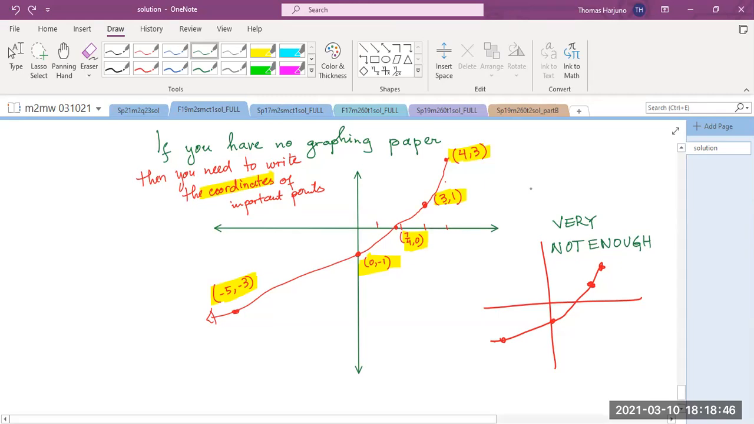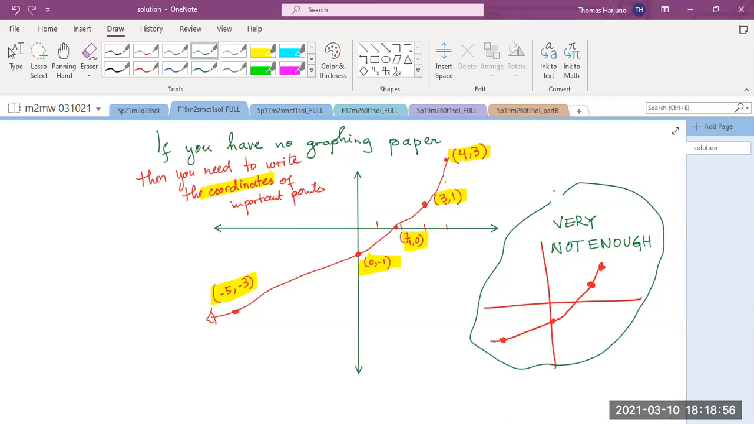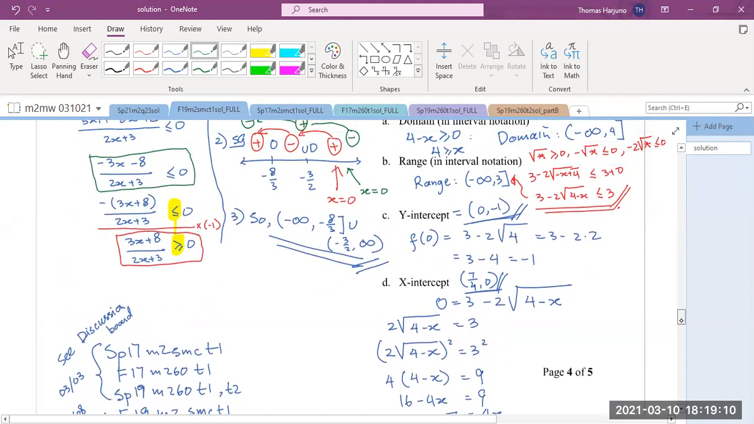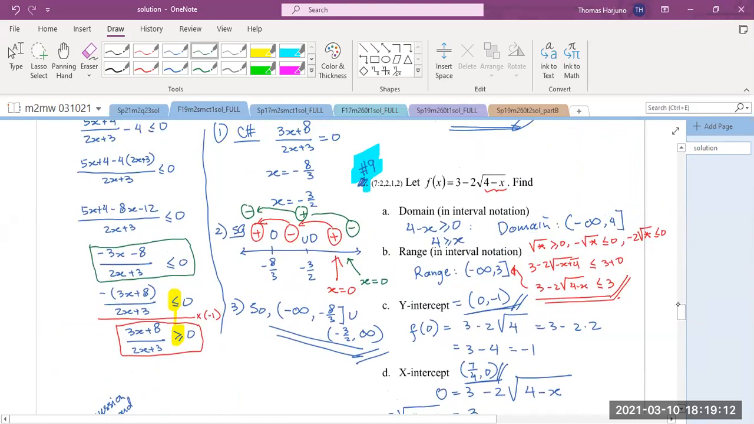Yeah, if you don't name the position, right? If you don't name the coordinates, then very likely I give you only 1 point for these 5 point questions. If this question were 5 points, I give you only 1 point for doing the one I circled in green here, okay? I need you to name the coordinates. That's for this number 9.